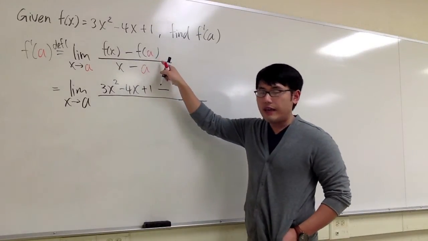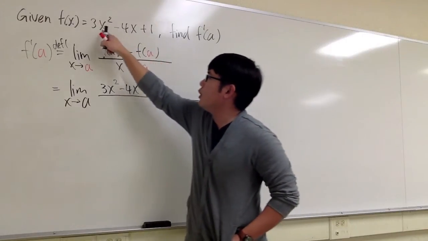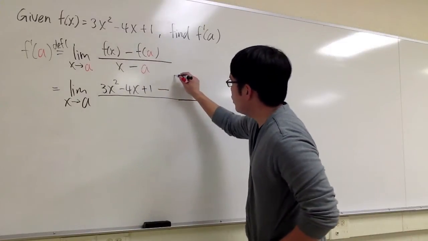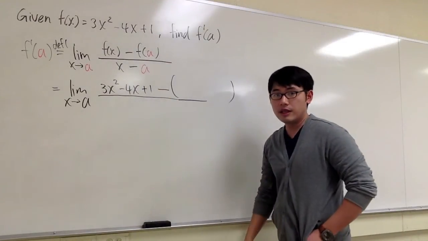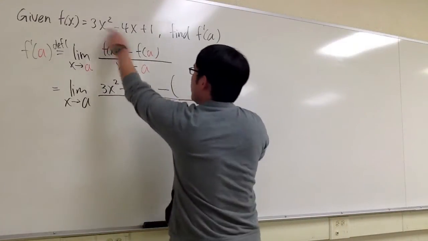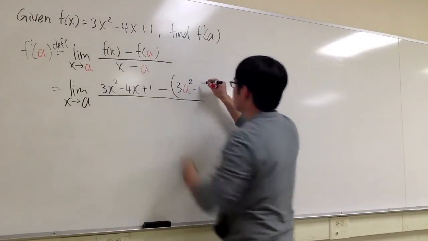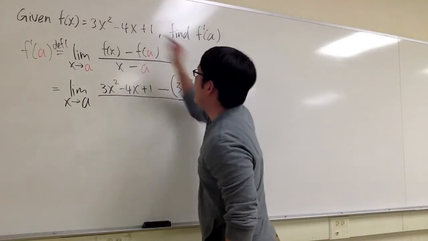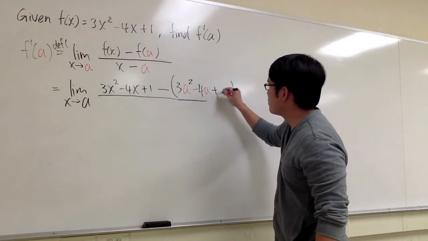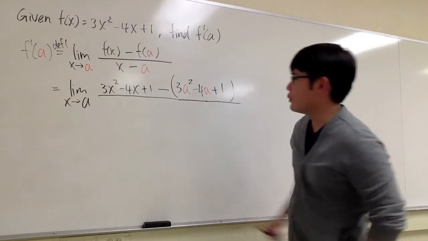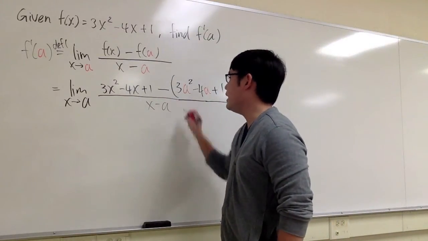To get f of a, I have to plug in a into all the x in the function. But since I'm subtracting the whole thing, let me open the big parentheses right here first. And I will plug in a into all the x, so I will get 3a squared minus 4a, and we have plus 1, like that. And for the denominator, we still have x minus a.